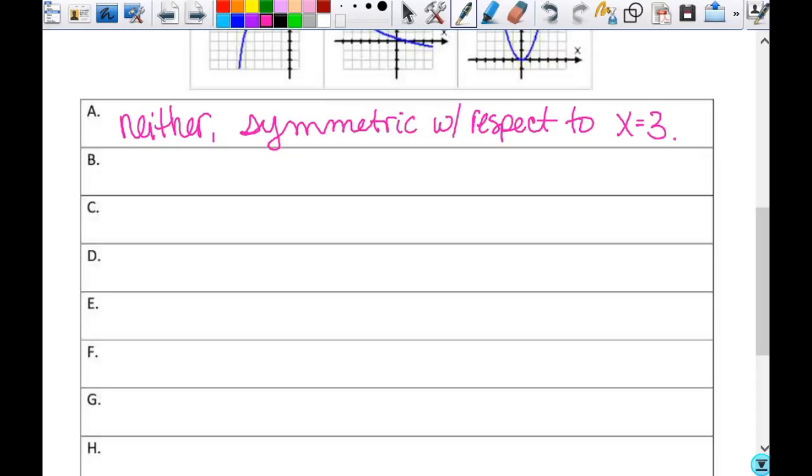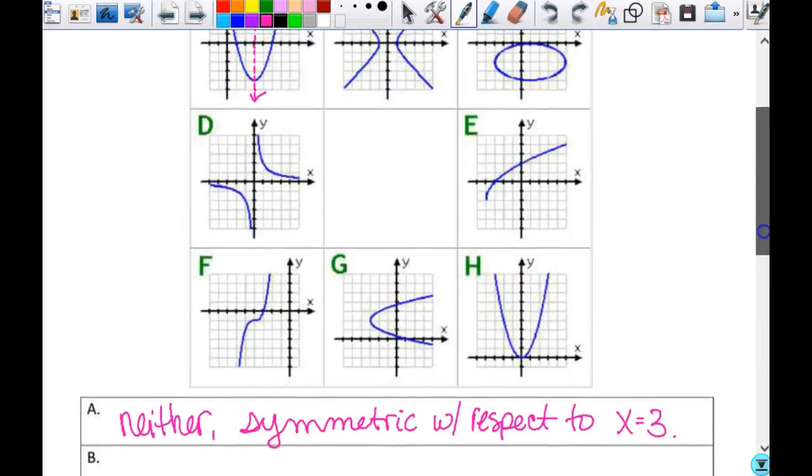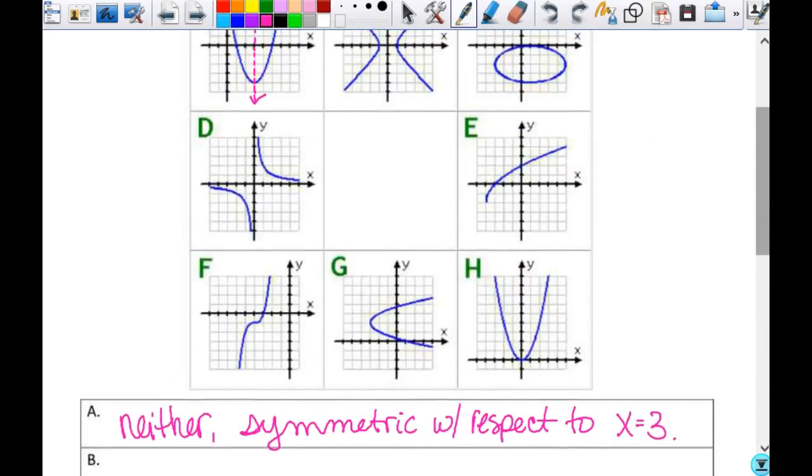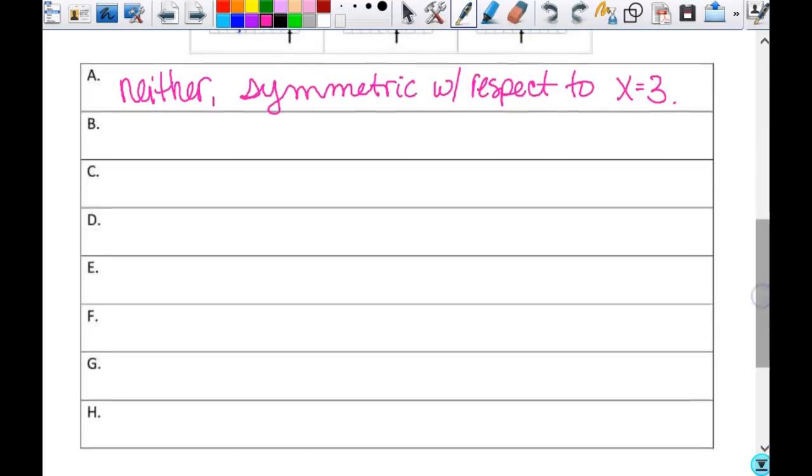All right, so now I want you to look at E. So for E, do you think it is even, odd, or neither? Okay. Is it a function? Yes, okay. Does it have any symmetry at all? No. So if it doesn't have any symmetry at all, it can't be even or odd. So your answer for E, make sure you put it in E, is neither. And it's not symmetric.